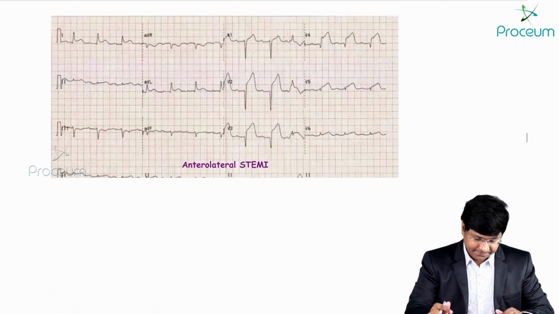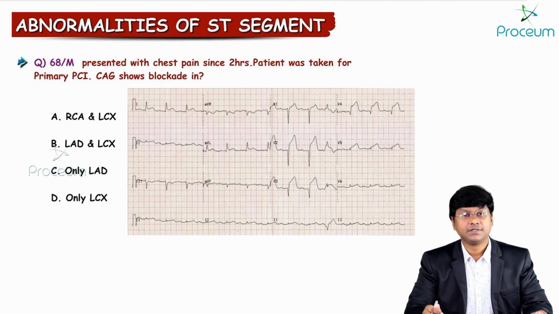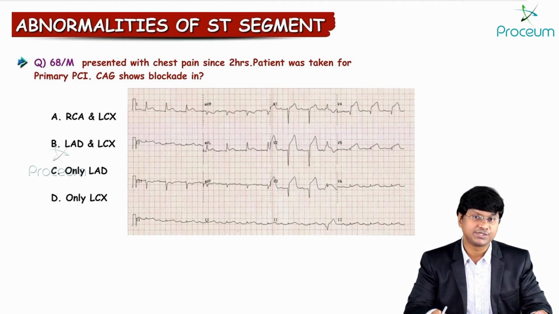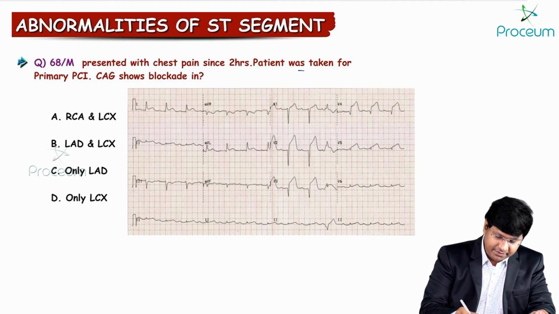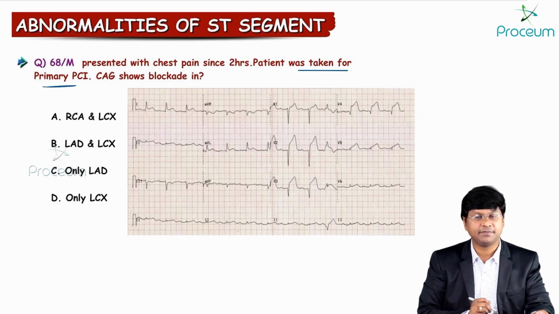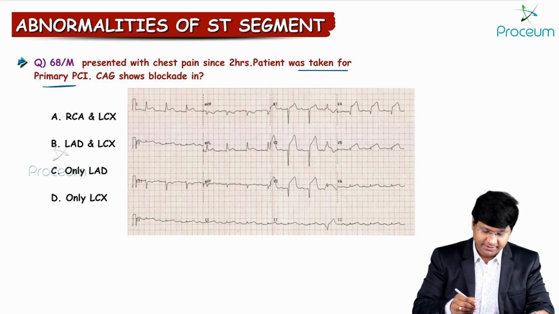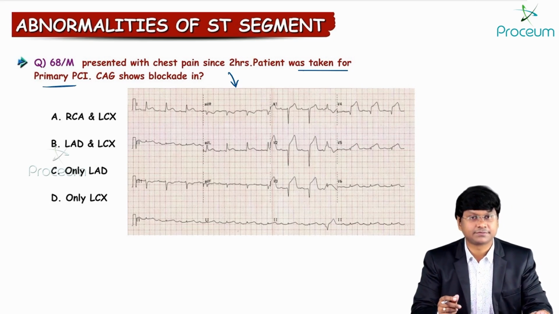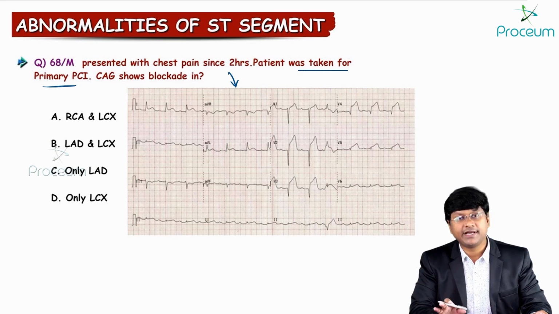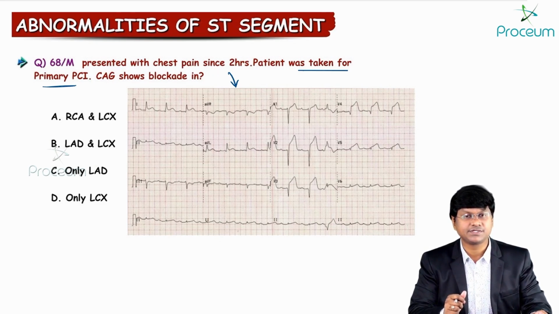Okay. You see the next ECG, a 68-year-old male presented with chest pain since 2 hours. The patient was taken to primary PCI, and the ECG was done before the patient was taken to primary PCI. And this is the ECG of the patient. Coronary angiogram shows the blockade in which vessels? Right coronary artery and left circumflex, left anterior descending artery and left circumflex, only left anterior descending artery, only left circumflex artery.